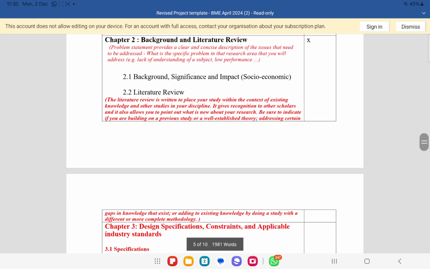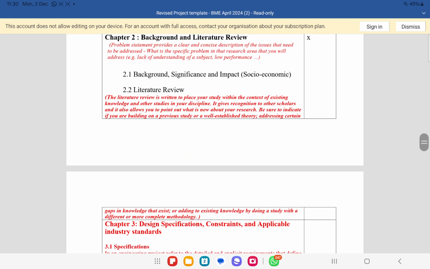Now talking about background and literature, we have already had enough discussions on background and literature. So you must know what others have already done on this particular topic. So you have to start with your problem statement, and you'll see the research work done by other people.